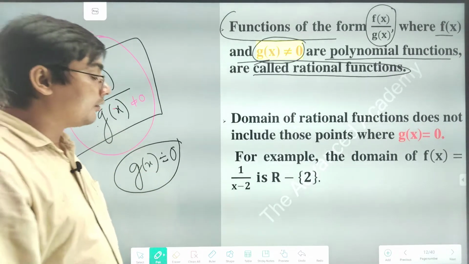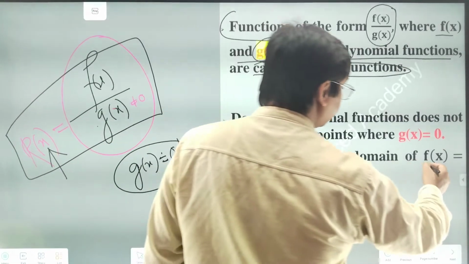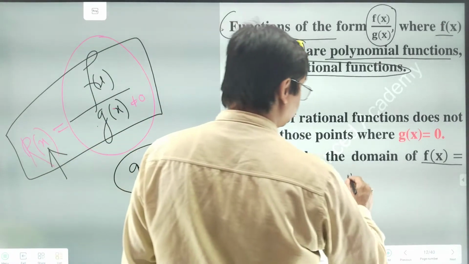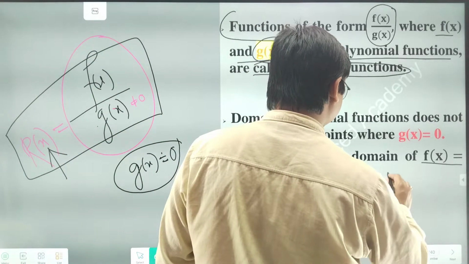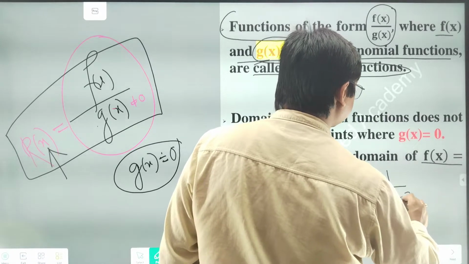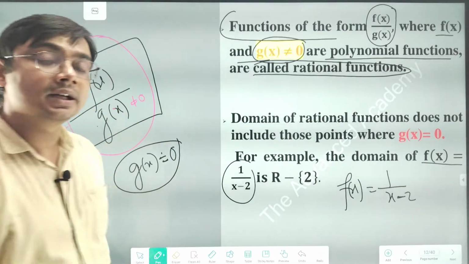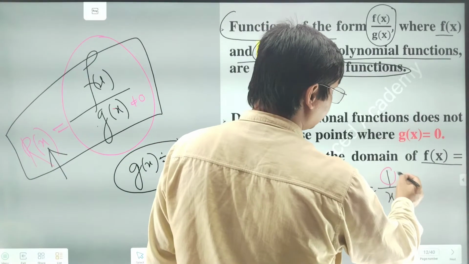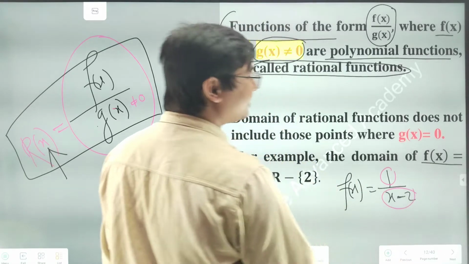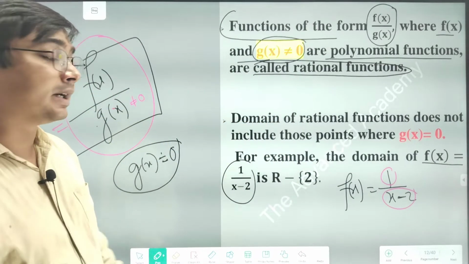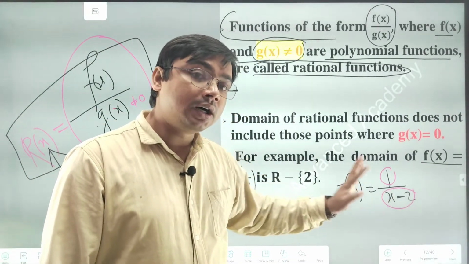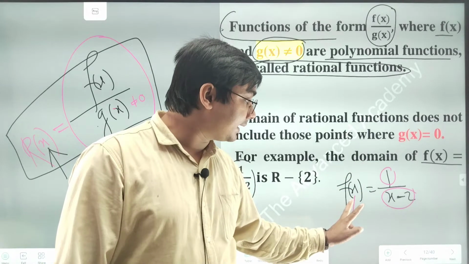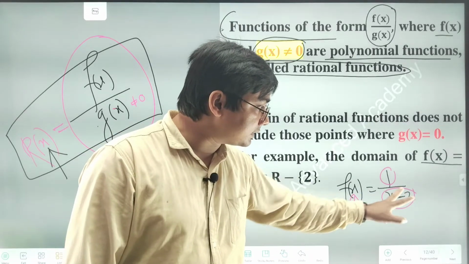ठीक है, for example, here we consider f of x is equal to 1 by x minus 2. So here you see this is a rational function. Why? You see एक ऊपर में function है, polynomial है, नीचे भी है. So this is a rational function. But here you see इसका domain क्या होगा? Domain will be all those possible values of x except at which the denominator is 0.